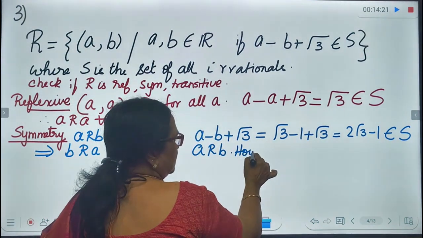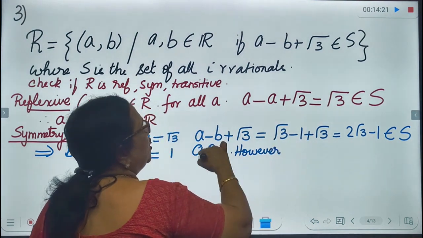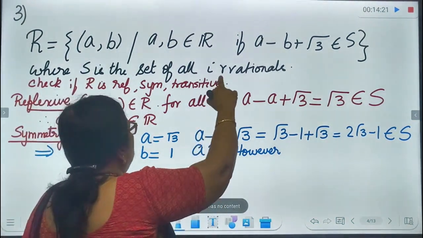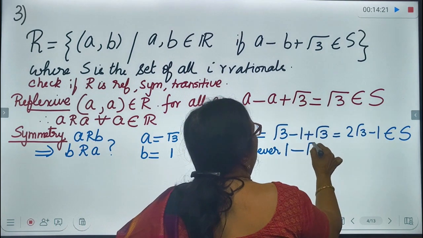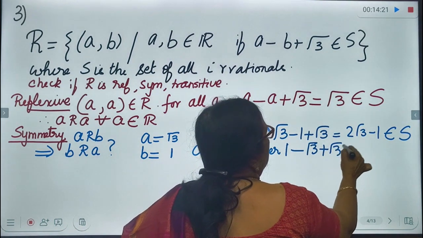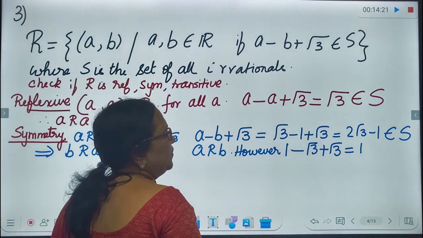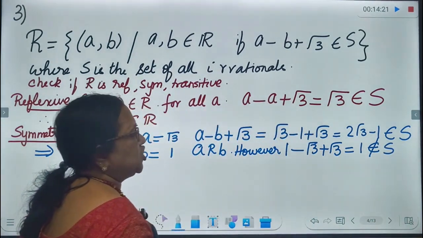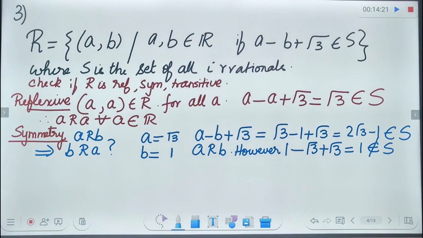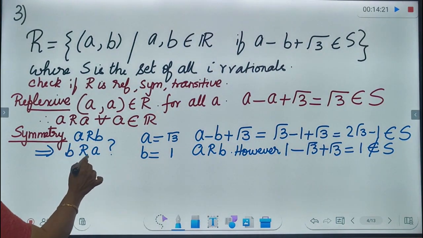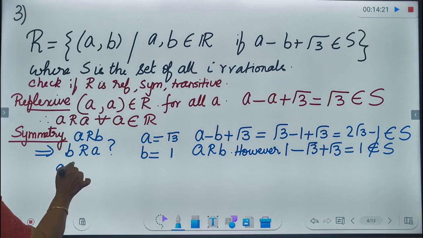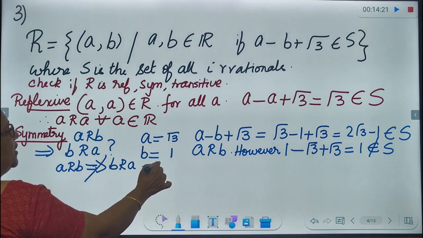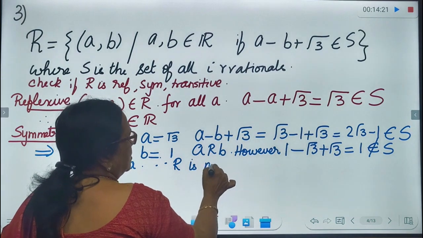However, if I interchange the roles of A and B, to check whether B is related to A, let me put A equal to 1, B equal to root 3, then 1 minus root 3 plus root 3 is 1, which is not an irrational number. 1 is a rational number. So A is related to B, B is not related to A. A related to B does not imply B is related to A. Therefore, R is not symmetric.